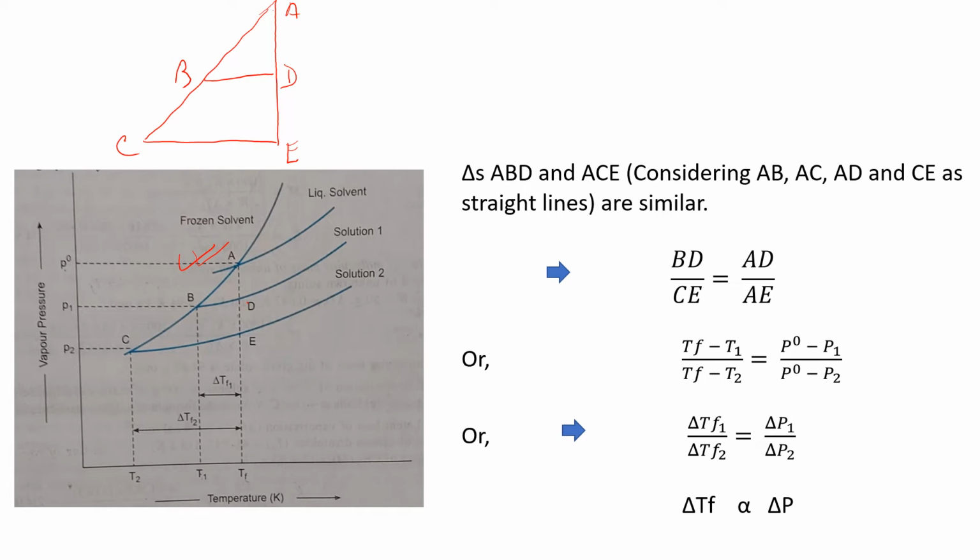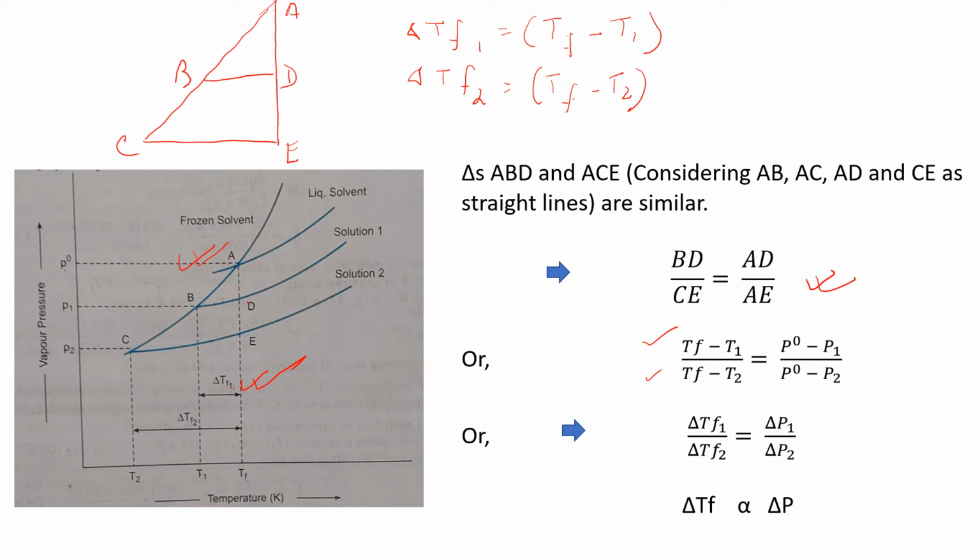triangles. If these two triangles are similar, then we can write BD by CE is equal to AD by AE. Now what is BD? BD is equal to delta TF1. In the previous slide we wrote delta TF1 is TF minus T1, and delta TF2 is equal to TF minus T2. Just put it here, TF minus T1 and TF minus T2.